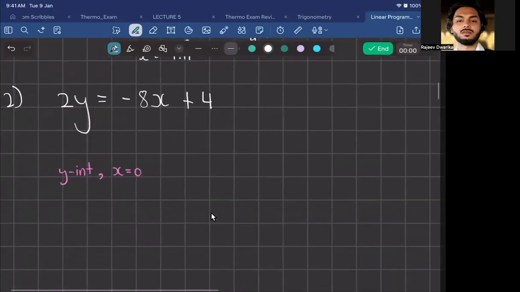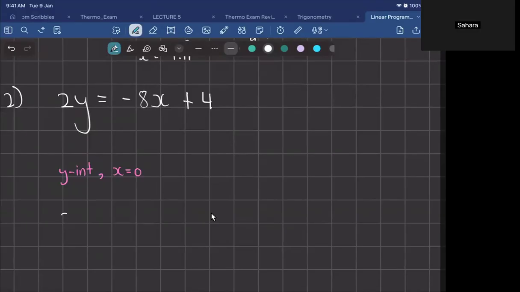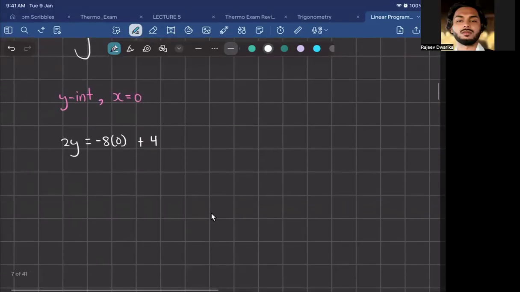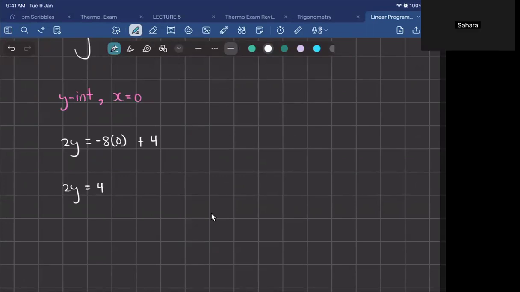All right. So Sahara, if we know x is equal to 0, what's the next move to make? They say 2y equals negative 8 open bracket 0 plus 4. Okay, what next? 2y is equal to 4. All right, we want to find 1y, not 2y. So what would I have to do on both sides? Divide by 2. If I divide by 2, what's going to happen? We get y is equal to 1.